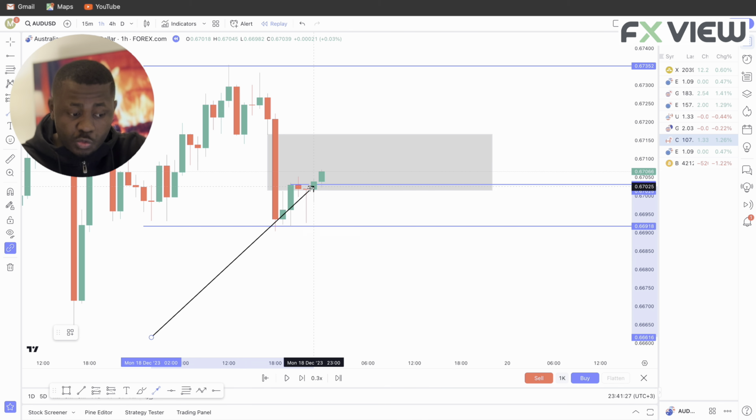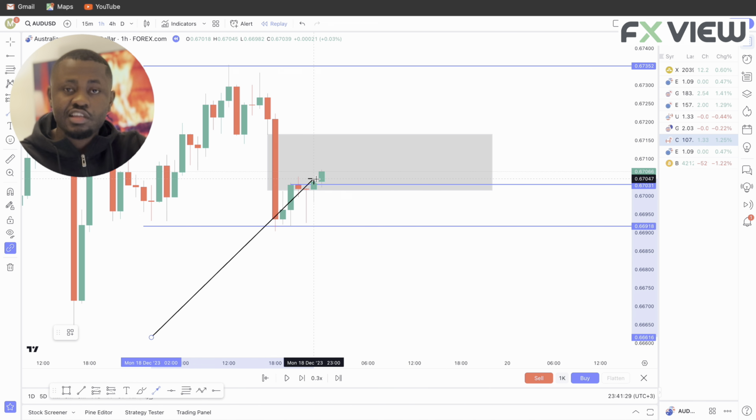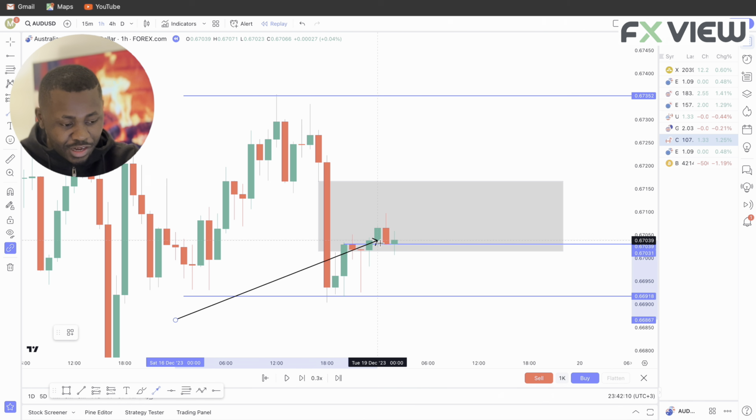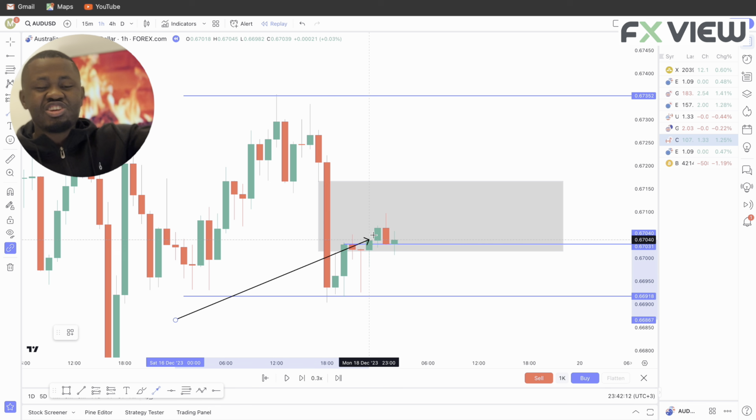As you can see traders, we now have a break. Now our resistance has been broken. Now we wait for a retest. So traders, now you can clearly see price broke that zone right here. It broke our resistance and after, it retested it.